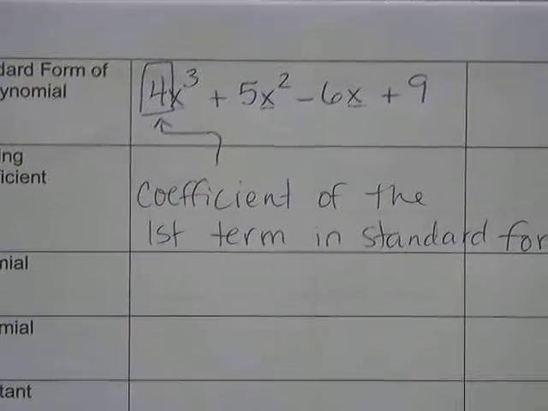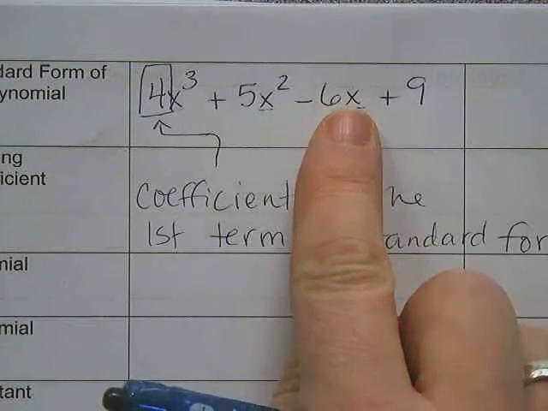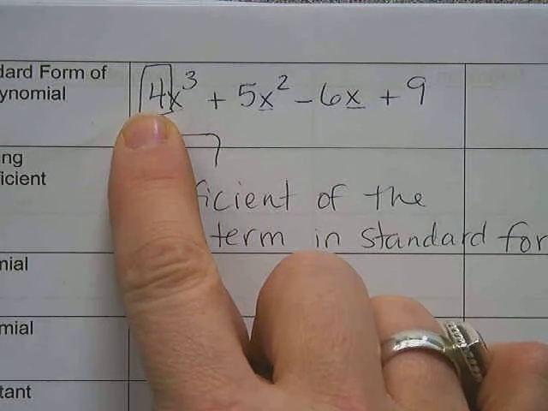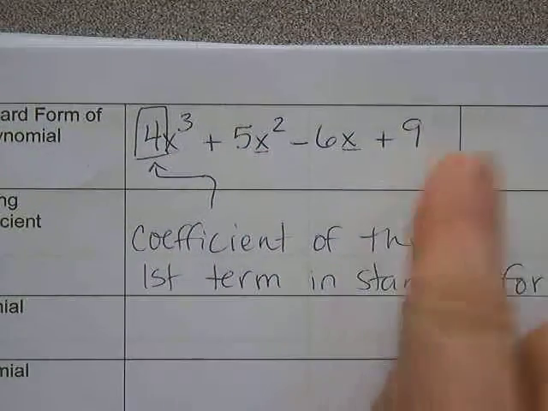Okay, so while we're at it here, this is a polynomial. There are 4 terms to the polynomial. The leading coefficient is 4. It's in standard form because the exponents are decreasing.